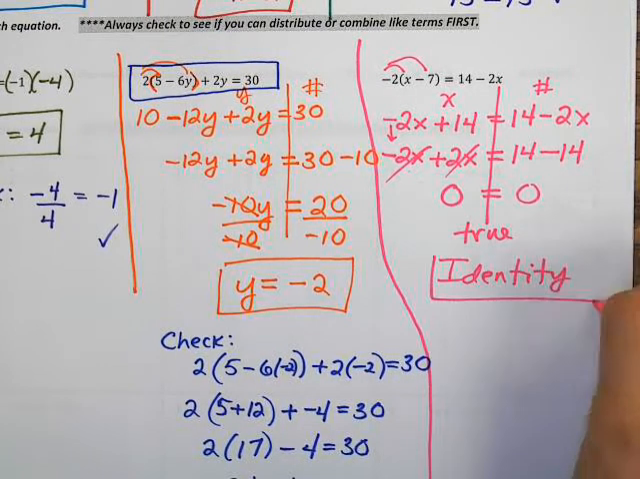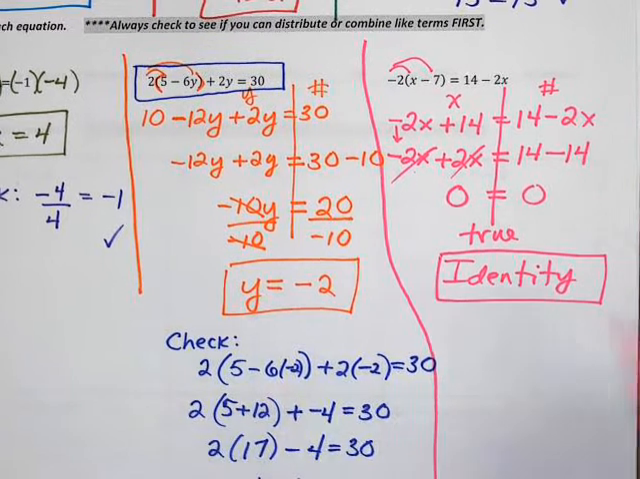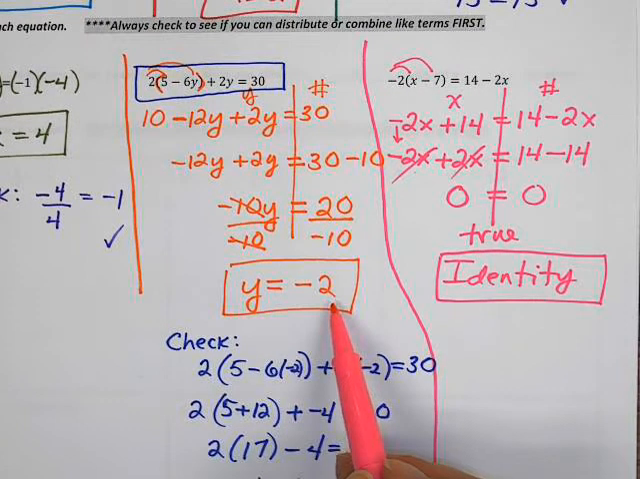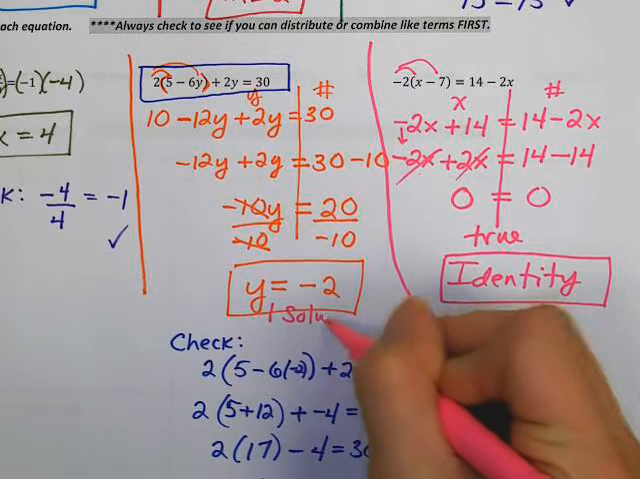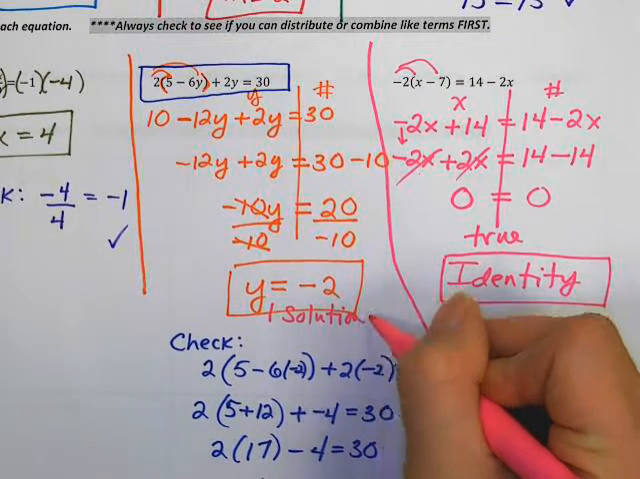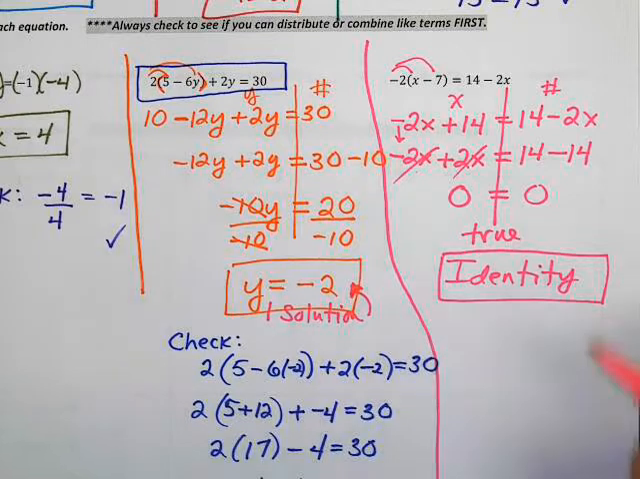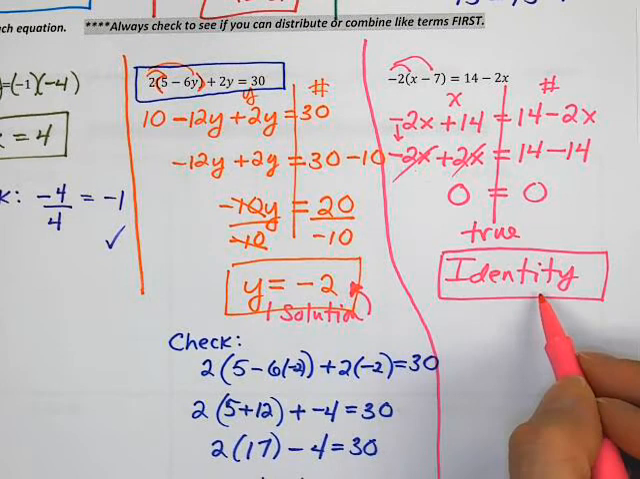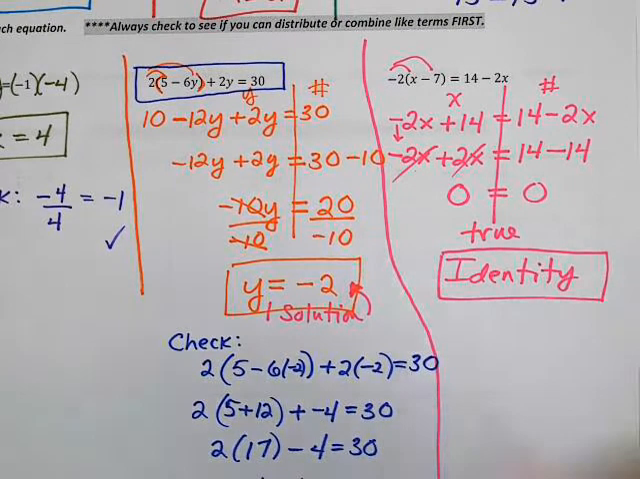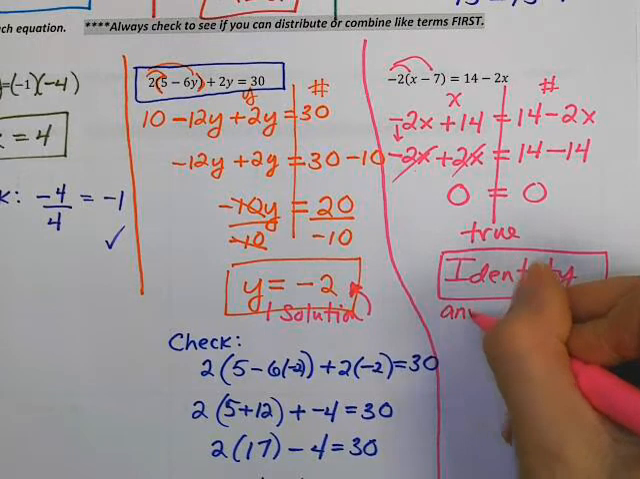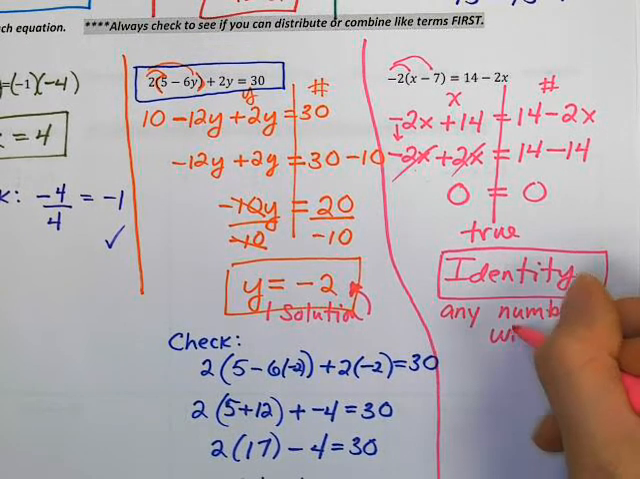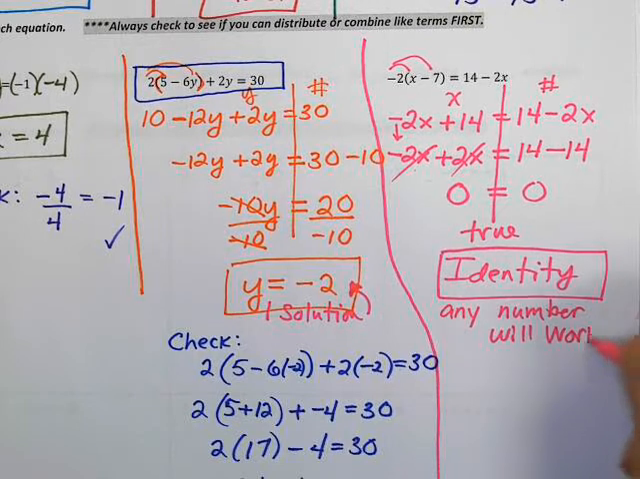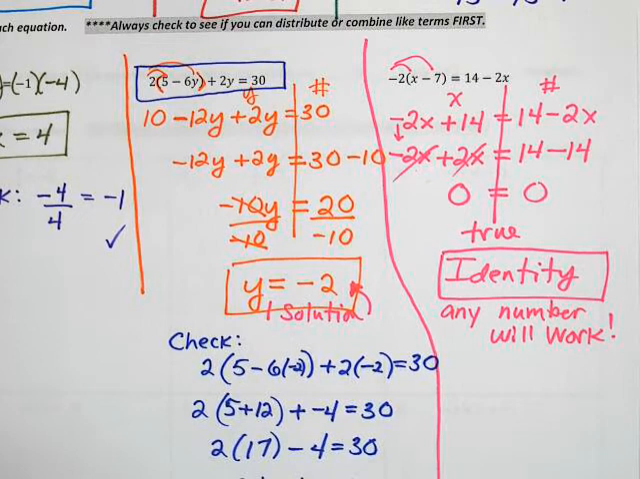Identity. Sometimes when you're solving an equation, you get one solution. A lot of times we just get one solution. I got one solution for this problem, and the solution was negative 2. Here, I got identity. And what does that mean? Okay, that means any number will work. Any number. Really? Any number will work?